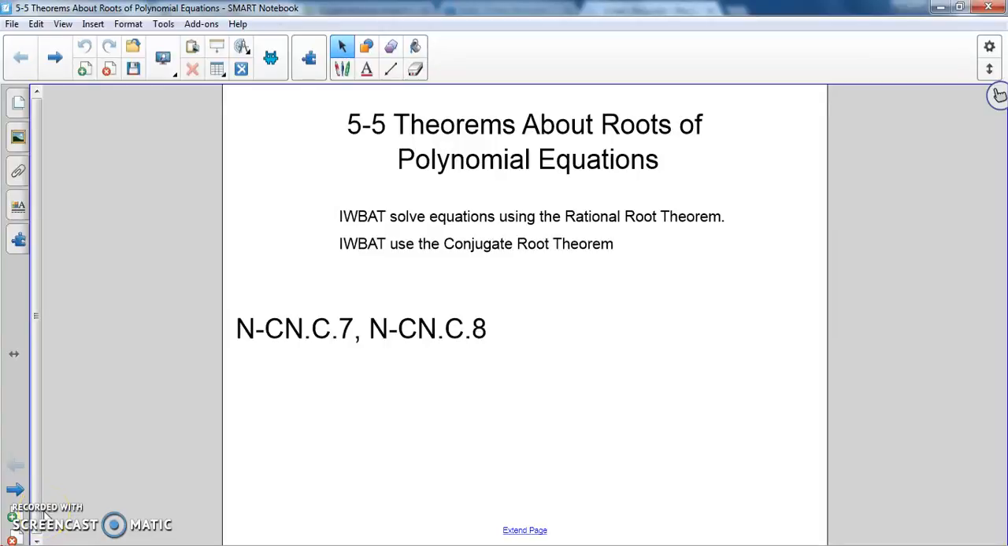Hey guys, today we're going to do 5 theorems about roots of polynomial equations. So you will be able to solve equations using the rational root theorem, and you will be able to use the conjugate root theorem.